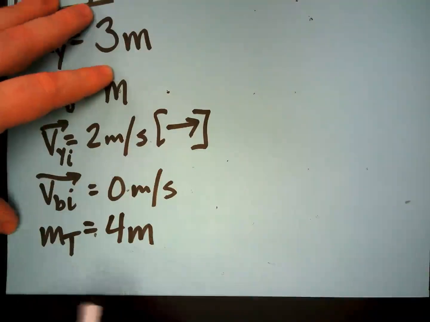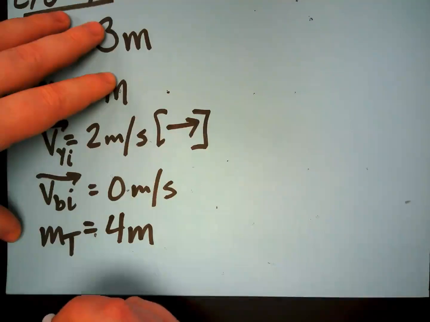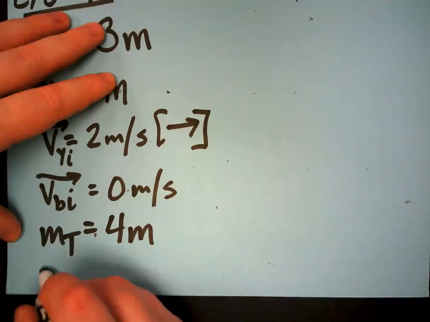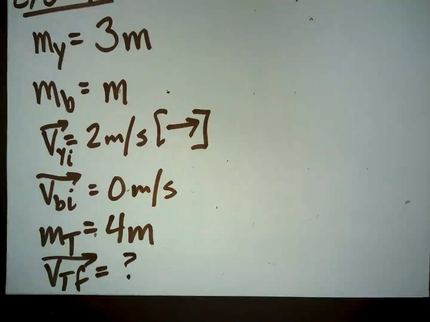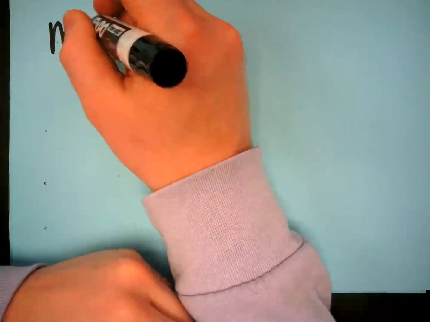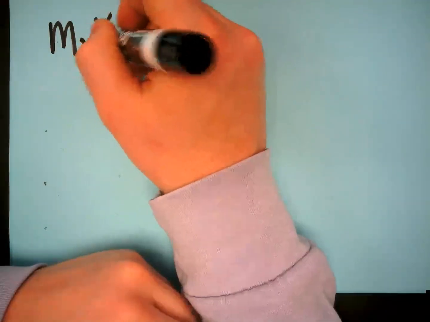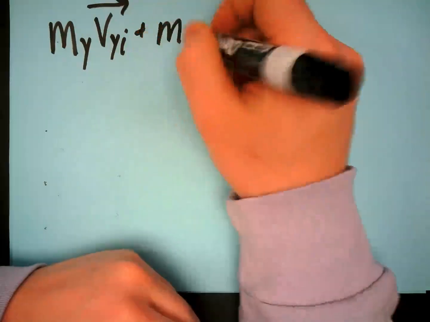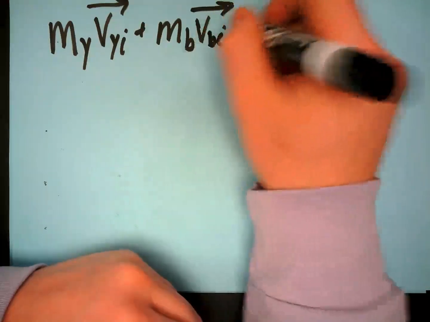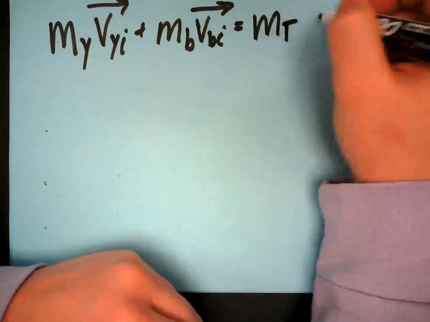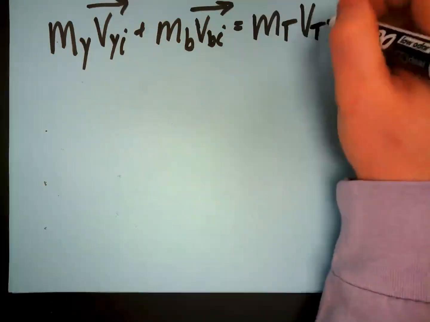And then we've got the total mass here, and what we're looking for is the total final velocity. That's what we're looking for. How quick is this whole thing going to move? Okay. So just like the other ones, we're going to have the mass of the yellowfish times the initial velocity of the yellowfish, plus the mass of the bluefish times the initial velocity of the bluefish, which we know is going to be 0, and then the total mass of them both, and then the final velocity of them both.